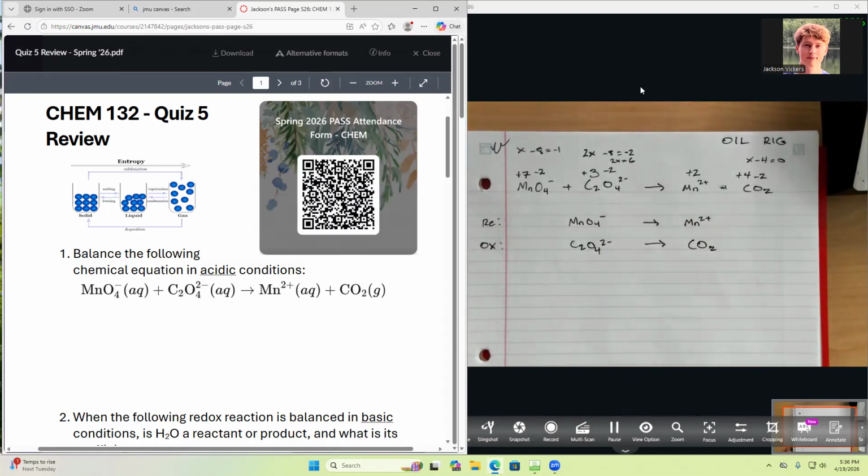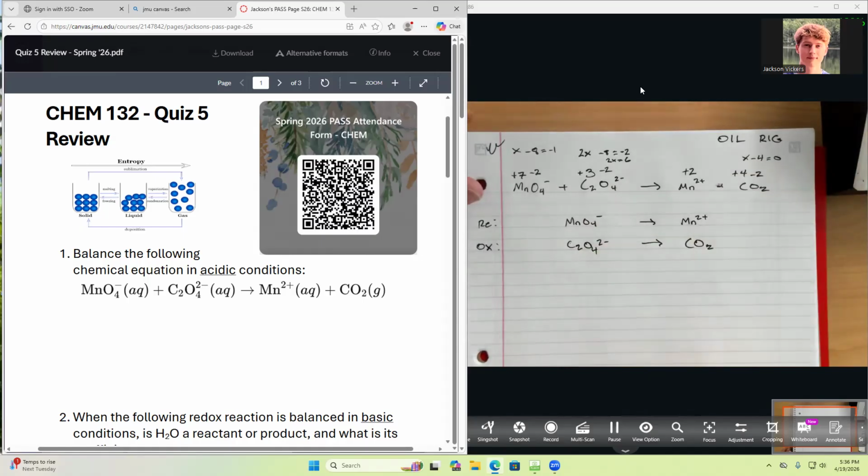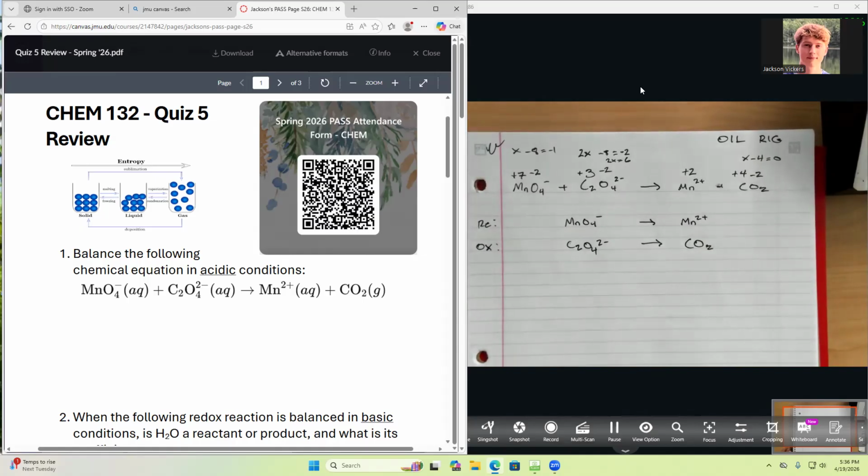Let's do the reduction one. Doesn't really matter where you start, but we know that there's a very important order of these steps. You can't go out of order or else everything kind of gets messed up. So what's the first thing we want to do here? What's the first step? That's going to be actually the last step. So we'll get there, but the very first thing we do is balance things that are not O's or H.